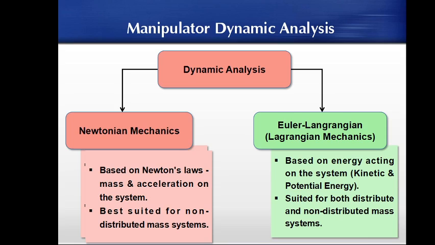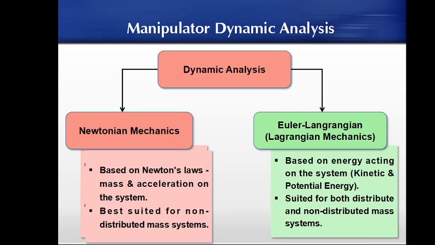And if we have a robotic manipulator in which the mass is uniformly distributed, the analysis seems to be difficult for a complex robotic manipulator. Okay. So we normally apply Newtonian mechanics for robotic manipulators which have non-distributed mass systems.